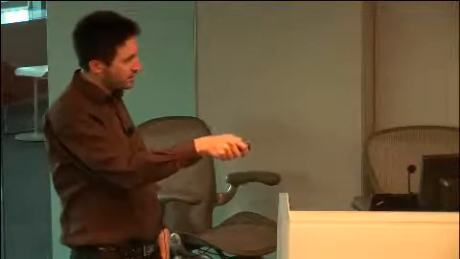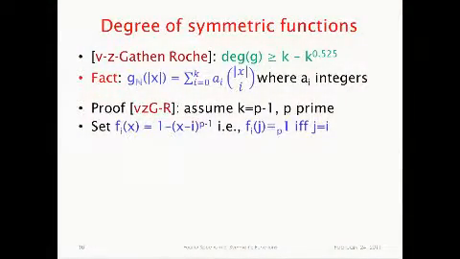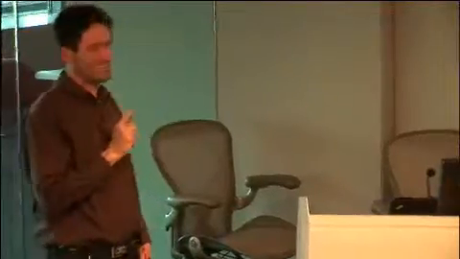Okay, so let's prove the von zur Gathen–Roche theorem. First, I want to prove it for the case that the number of variables is p minus 1, where p is a prime number. Why? You will soon see. So let's start with this simple case. Now I'm going to work modulo p. At the end of the talk, I'll tell you more.